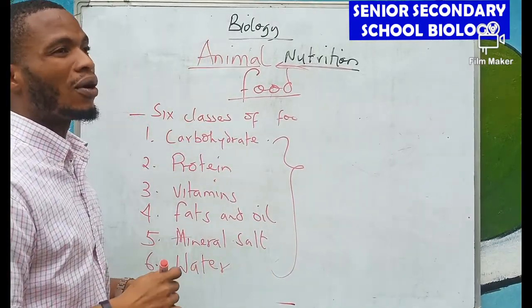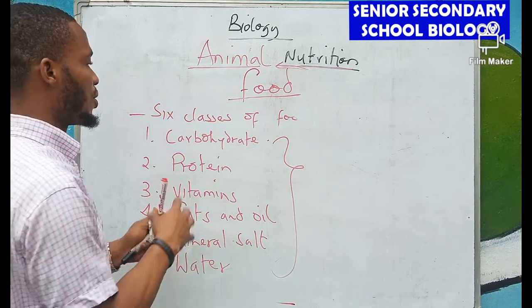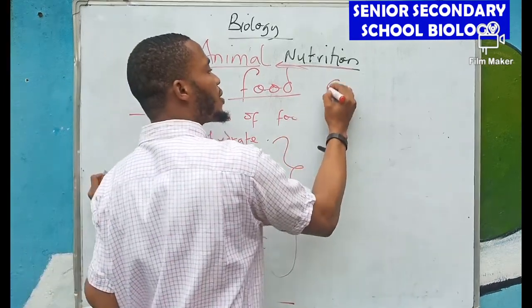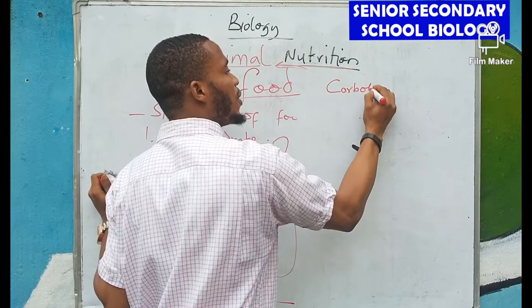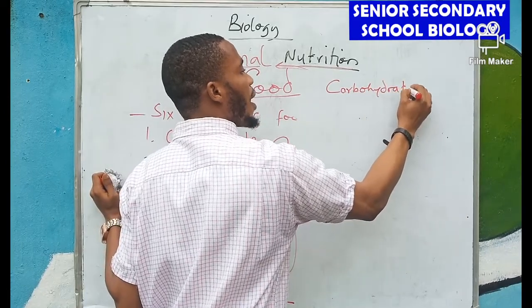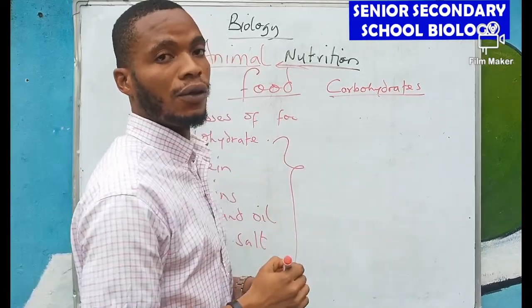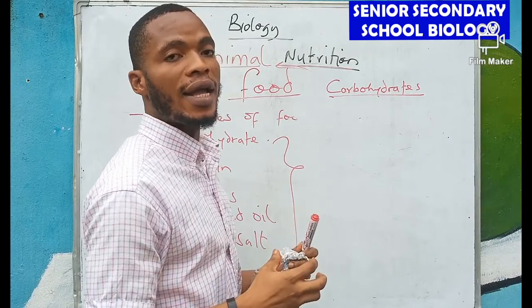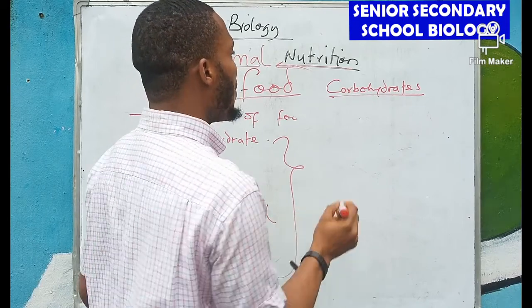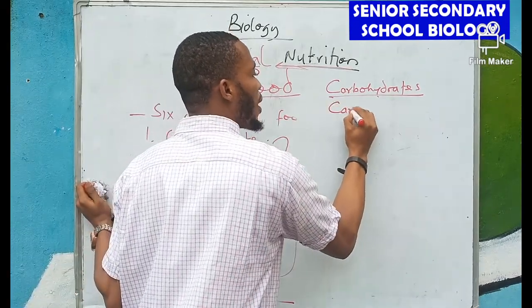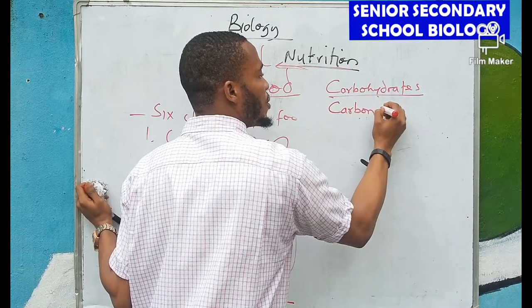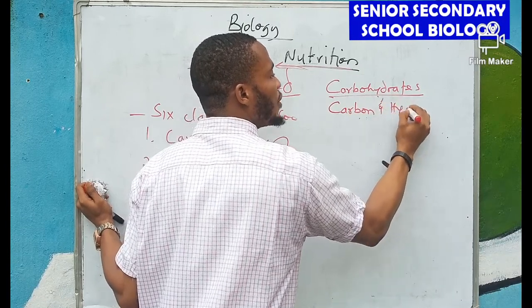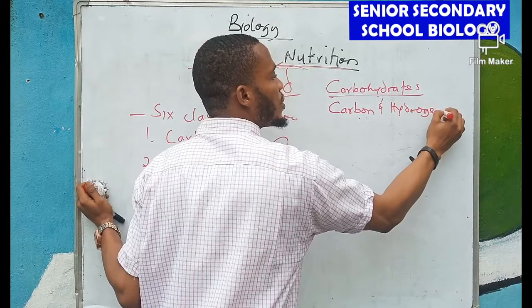Anything you eat that contains starch, like your buns, is carbohydrates. So carbohydrates are energy-giving food. They are majorly consumed to get energy. Now, they are made up of the elements carbon and hydrogen.